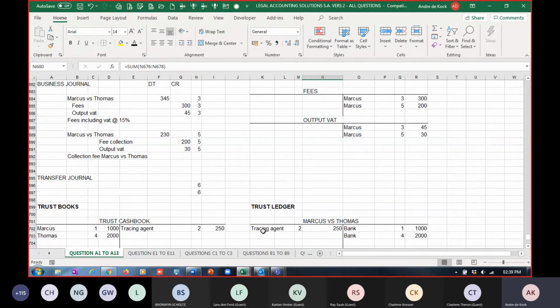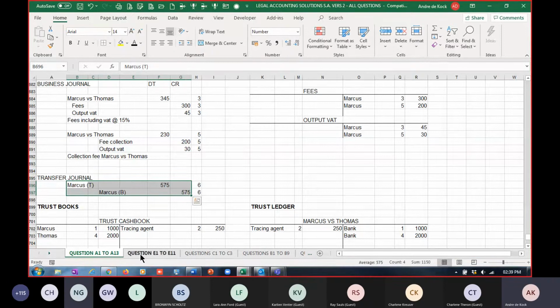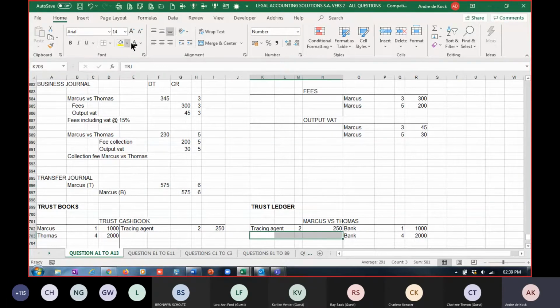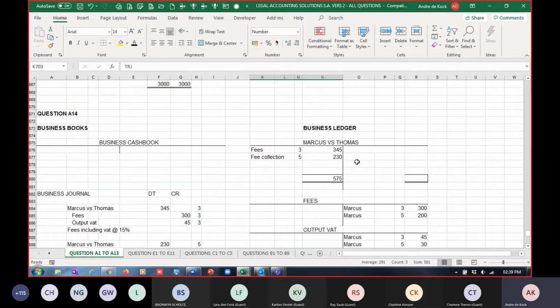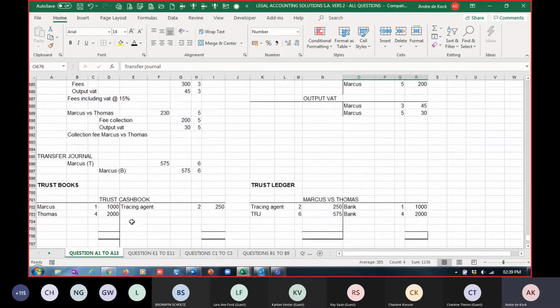How do I do a transfer? What book do I pick up? The transfer journal. So I'm going to debit Marcus versus Thompson with 575 in trust and credit him in business. Let's post it, Marcus versus in trust. 575, we debit the 575, we post it to his trust ledger, and we post it also to the business ledger, the 575, the first wing. And the second wing, of course, is to make the EFT from the trust bank account into the business bank account, and then to come and record it in the cash book.